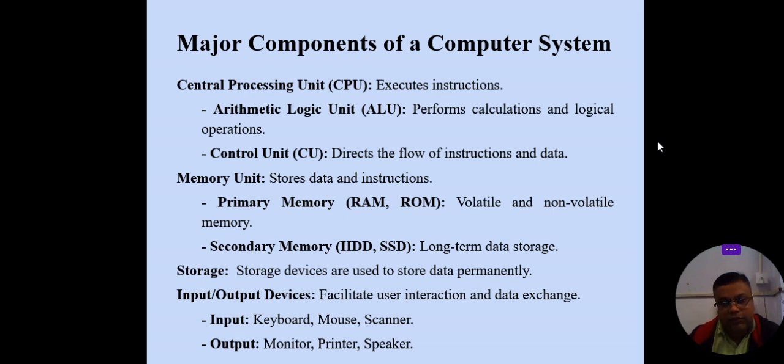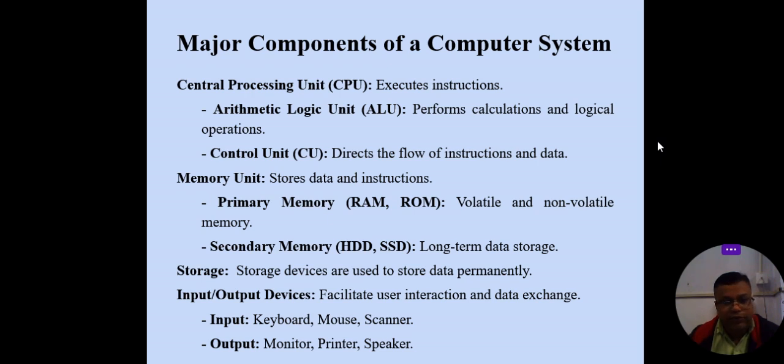Central processing unit has two units. Number one, arithmetic logic unit, and number two, control unit. Arithmetic logic unit performs calculations and logical operations. Control unit directs the flow of instructions and data.